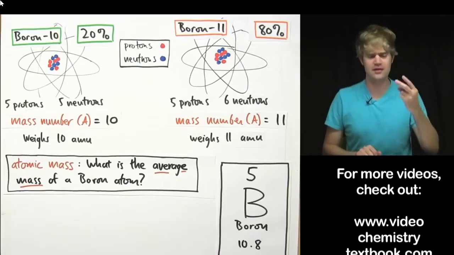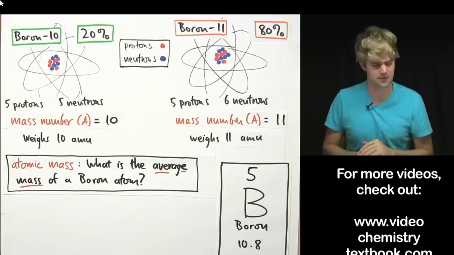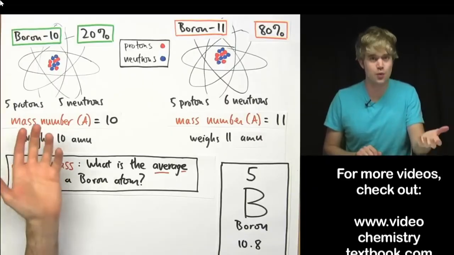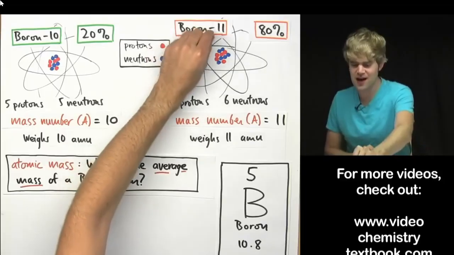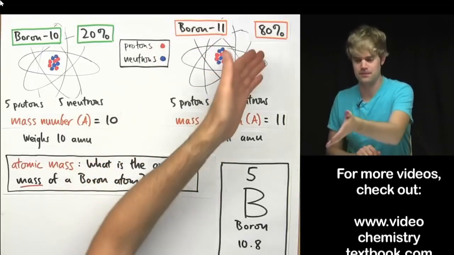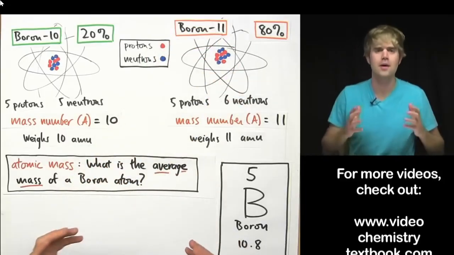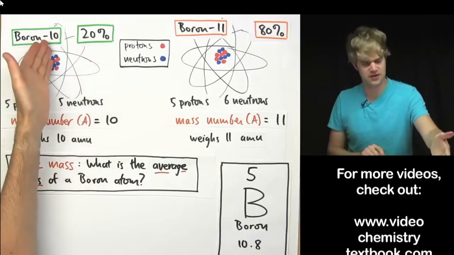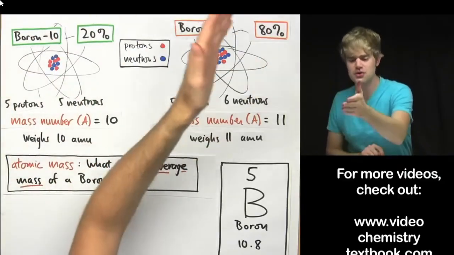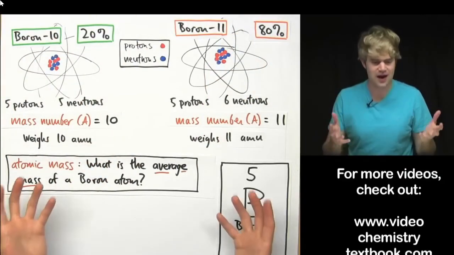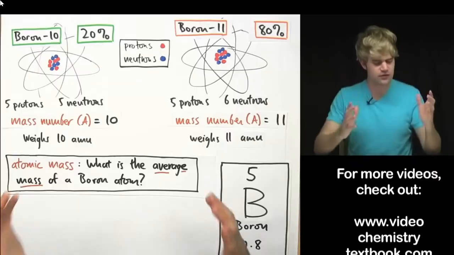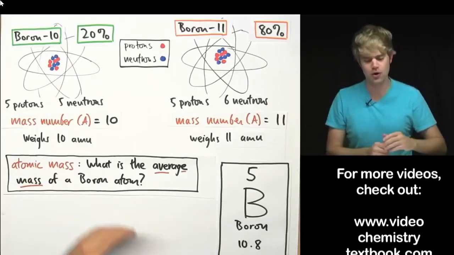All right? We've got these two types of boron atoms. We've got boron 10 that weighs 10 AMU. That's what its mass is. And we've got boron 11, which weighs 11 AMU. That's what its mass is. But here's the thing. There's only 20% of this guy and 80% of this guy. So now we're asking, got these two types of boron, what is the average mass of a boron atom?